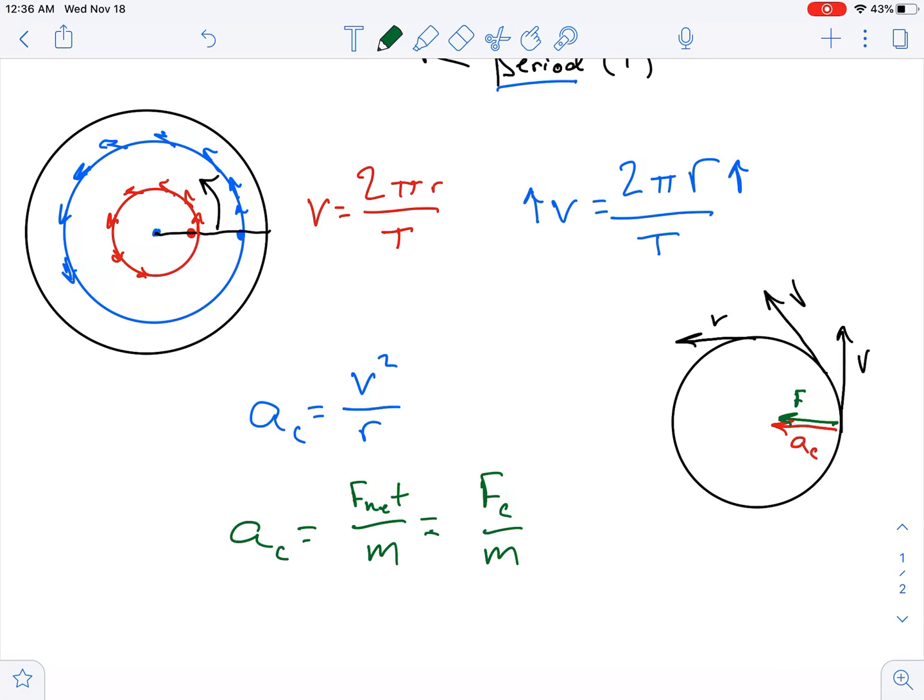So if I want to calculate my centripetal acceleration, that is still my centripetal force over my mass. Rearranged, for force, that would be F sub c is equal to m times a sub c. And using our a sub c equation, we can rewrite that as F sub c is equal to mv squared over r. And that's typically how you'll see things written out for calculating what the centripetal force would be, as mv squared over r.